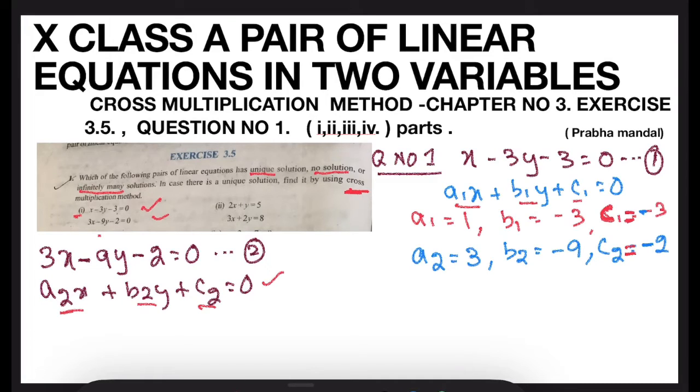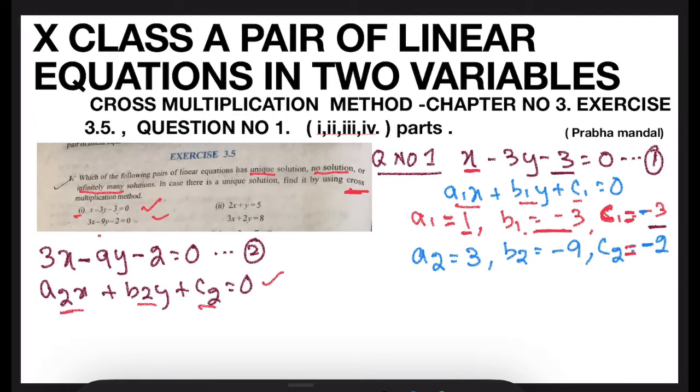Let us do it. In the first equation, what is our a1? a1 equals the coefficient of x. Nothing is written, which means 1, so a1 equals 1. Then b1 is the coefficient of y, which is minus 3, so b1 equals minus 3. Then c1 is the constant in equation 1, which is minus 2, so we write c1 equals minus 2.